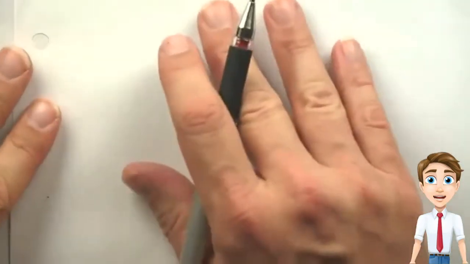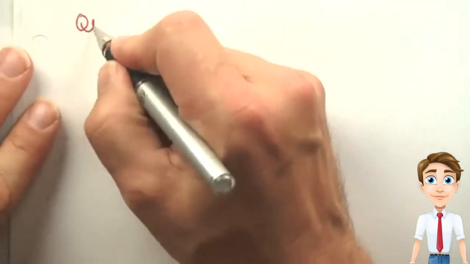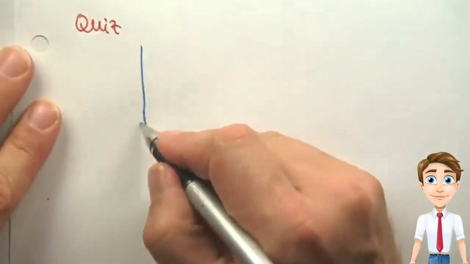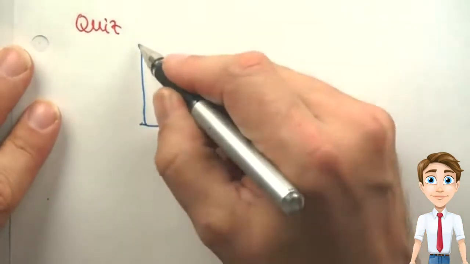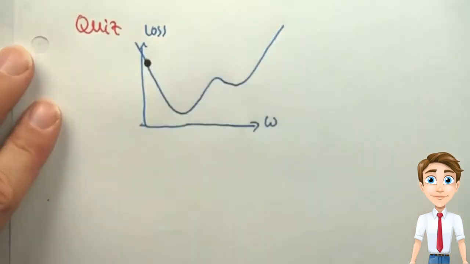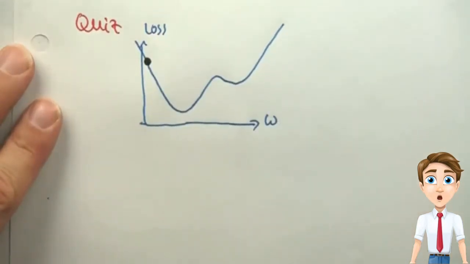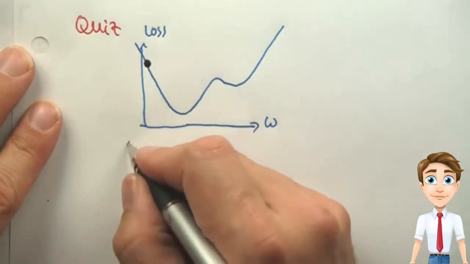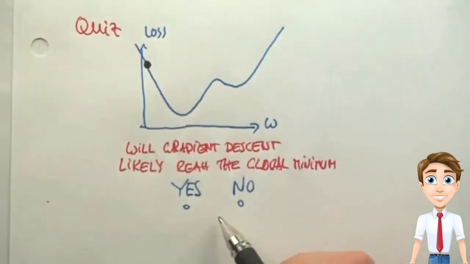Here's a final gradient descent quiz. Suppose we have a loss function like this, and our gradient descent starts over here. Will it likely reach the global minimum? Yes or no? Please check one of those boxes.